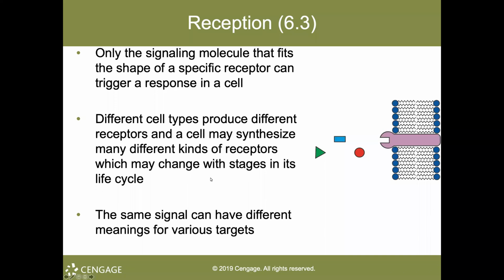As stated on your slide, different cell types produce different receptors. A cell may synthesize many different kinds of receptors, which may change with the stages in its life cycle. So all in all, the same signal can have different meanings for various targets.